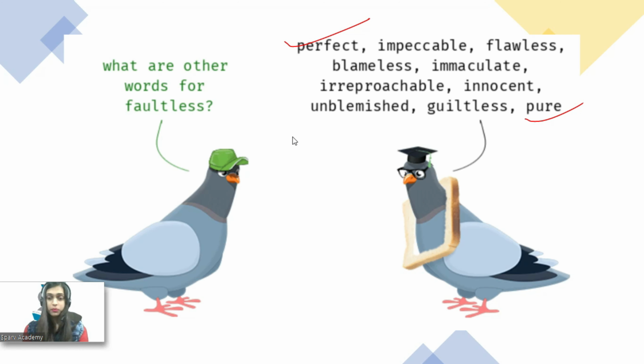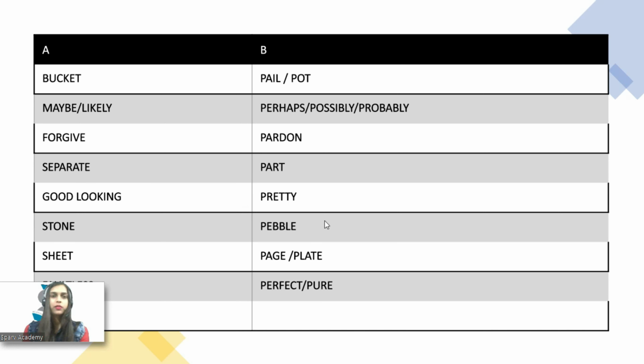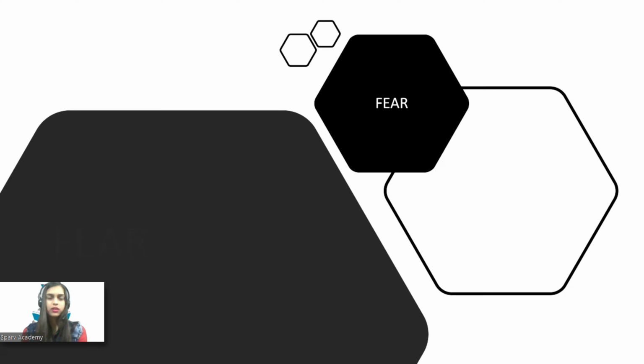So let's move on to the next one. Okay, so now the last word for today's session, and this is the closing one. The vocabulary test word for you is fear. So fear, and the word starts with the letter P and is similar in meaning to fear.